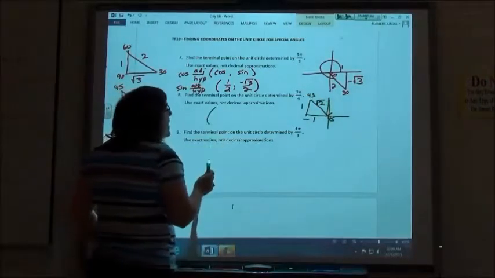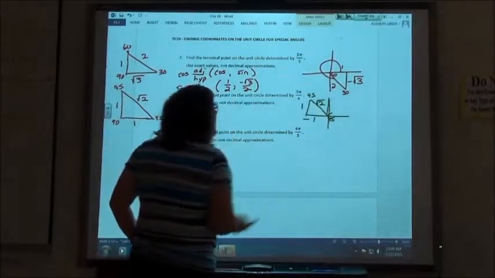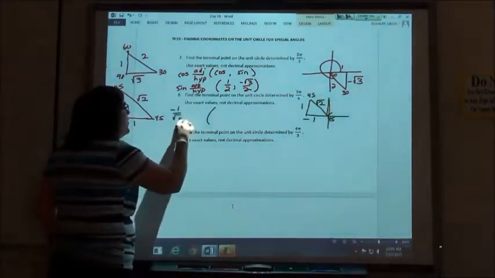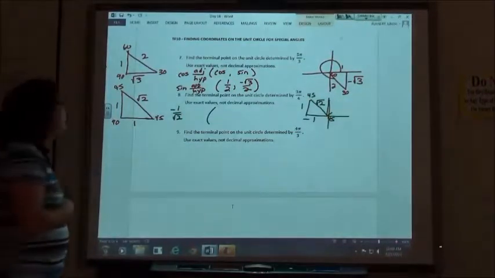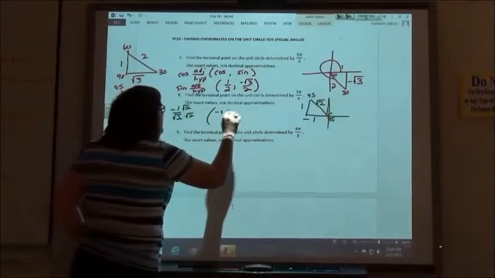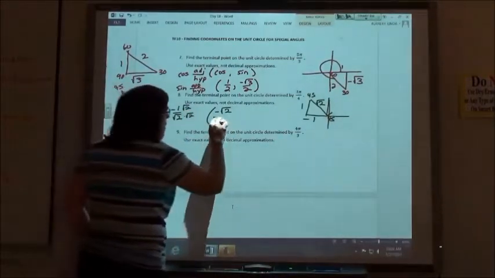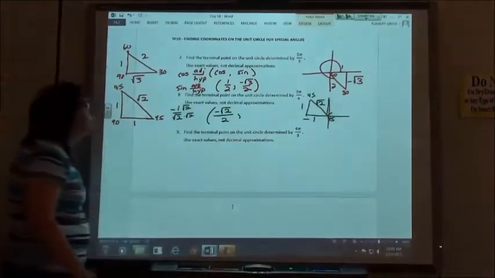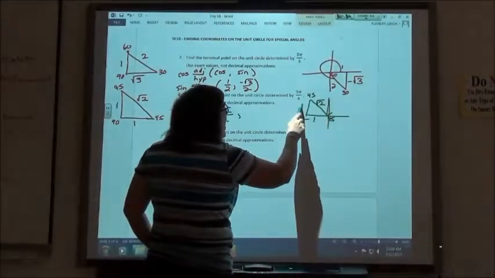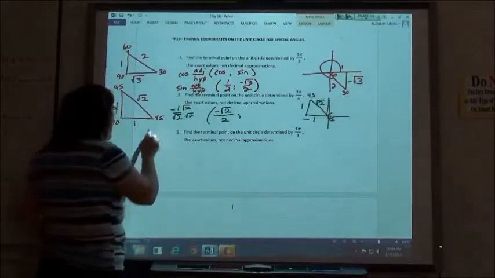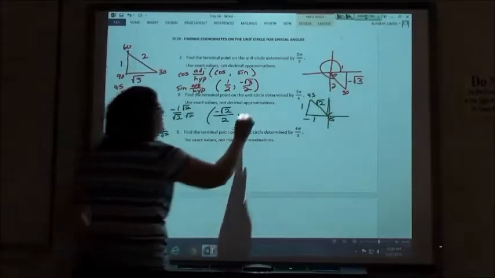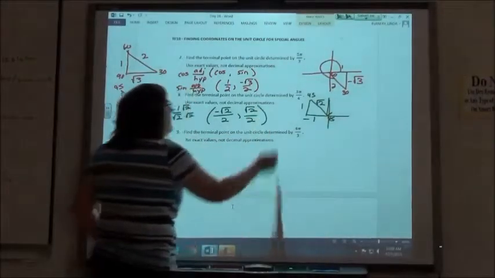So cosine, my adjacent over my hypotenuse. Well, if I have to do my adjacent over my hypotenuse, I'm going to get 1 over the square root of 2, and of course I'd want to rationalize that denominator by multiplying by the square root of 2 over the square root of 2. So I get negative square root of 2 over the square root of 4, which is just a plain 2. My sine is going to be similar to that, but it's going to be a positive 1 over the square root of 2. And if I have 1 over the square root of 2, again, I have to rationalize that, so I get a positive square root of 2 over 2.